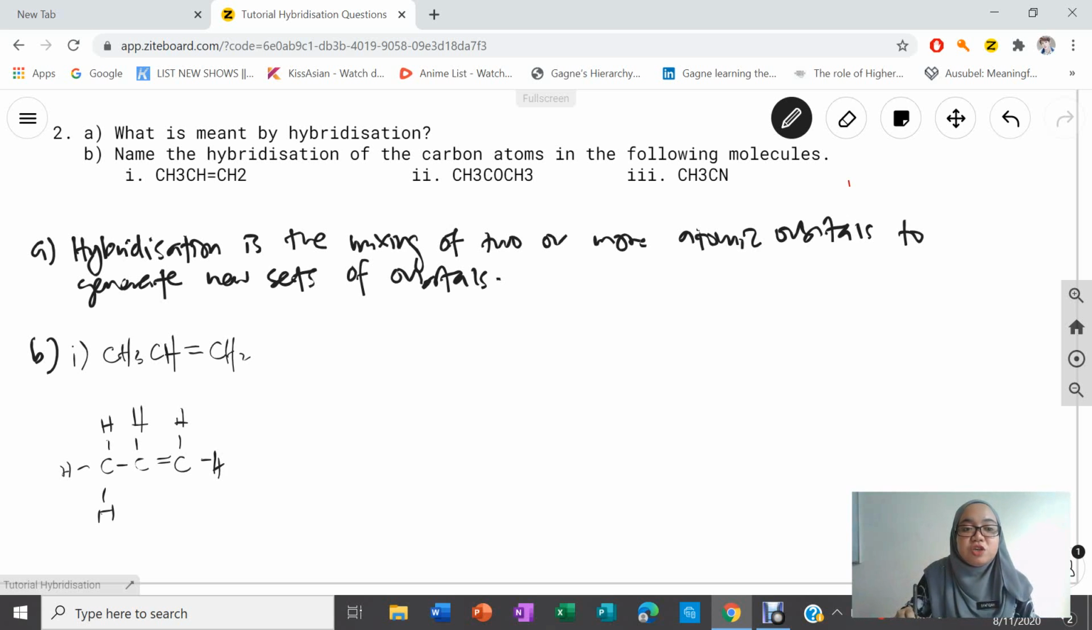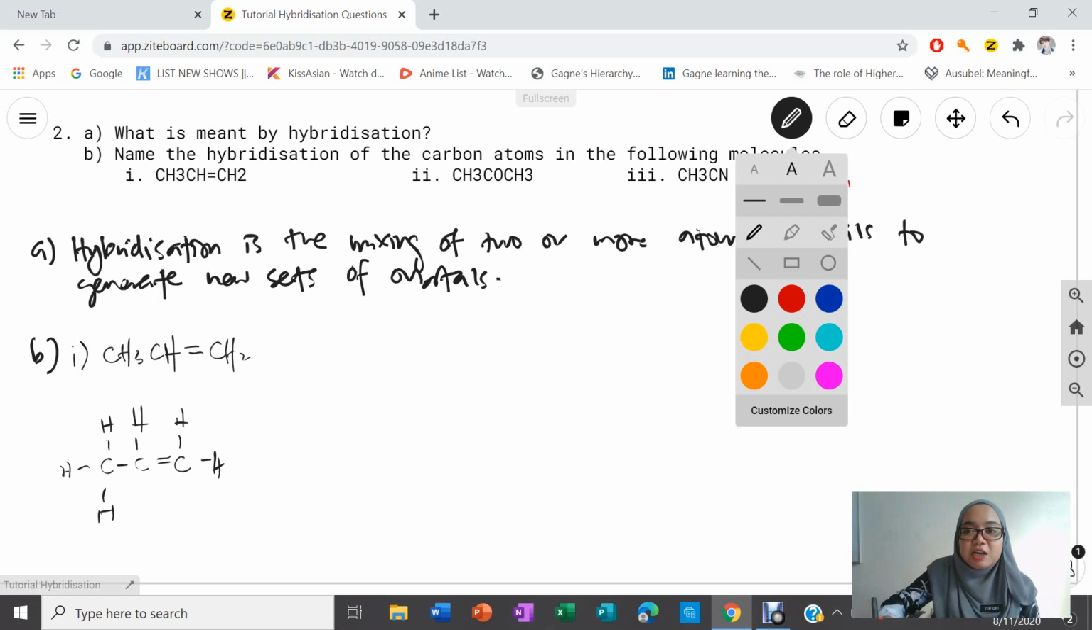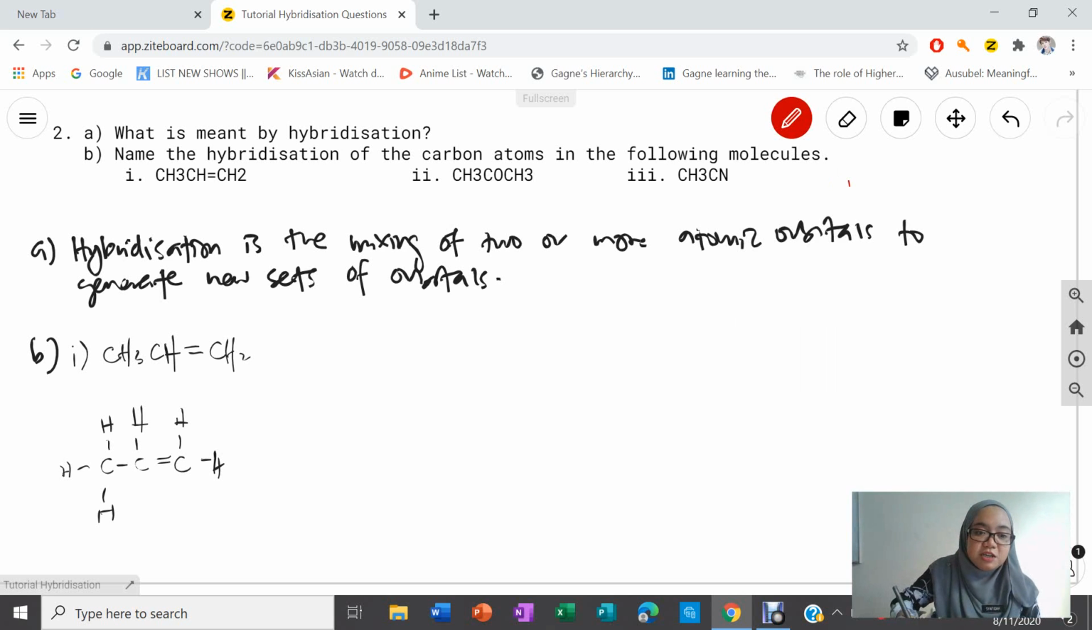Now we want to check how many electron groups are around the central atom. For C1, the total number of electron groups around the central atom C1 is 4. So 4 is tetrahedral shape, and the hybridization state is sp3.